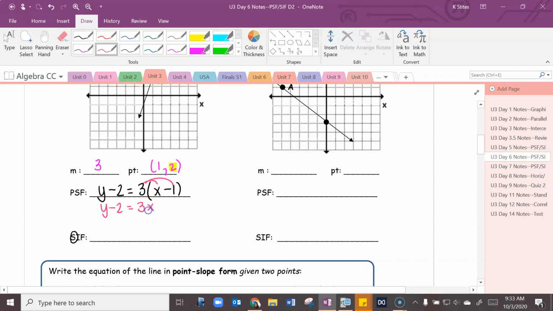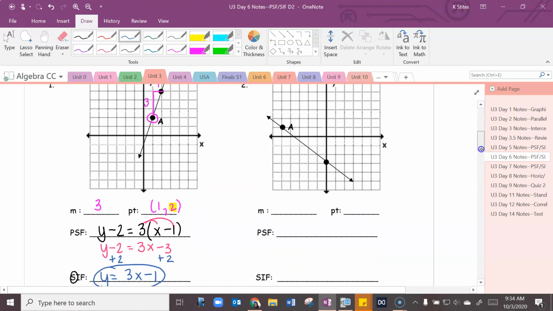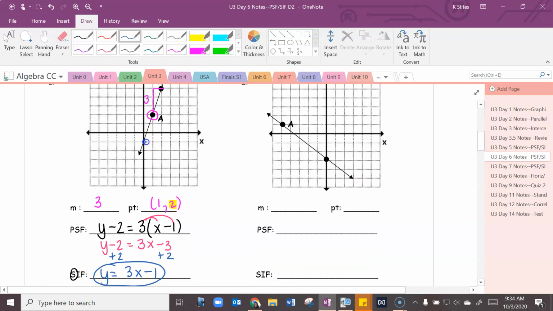which gives us 3x minus 3. And then to finish solving this, we'll just add our 2 to both sides because we do want to solve for y. And that gives us y equals 3x, -3 plus 2 is -1. So here you go. This is your slope-intercept form. And we can actually see this is correct because our y-intercept is right down here at -1.